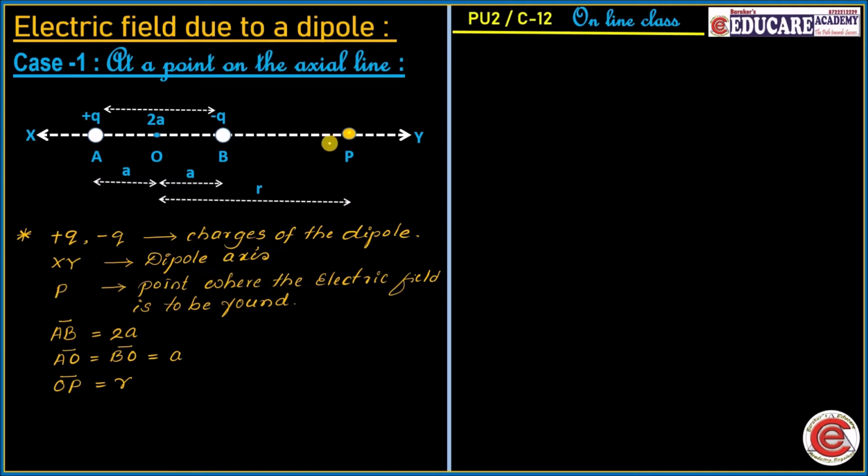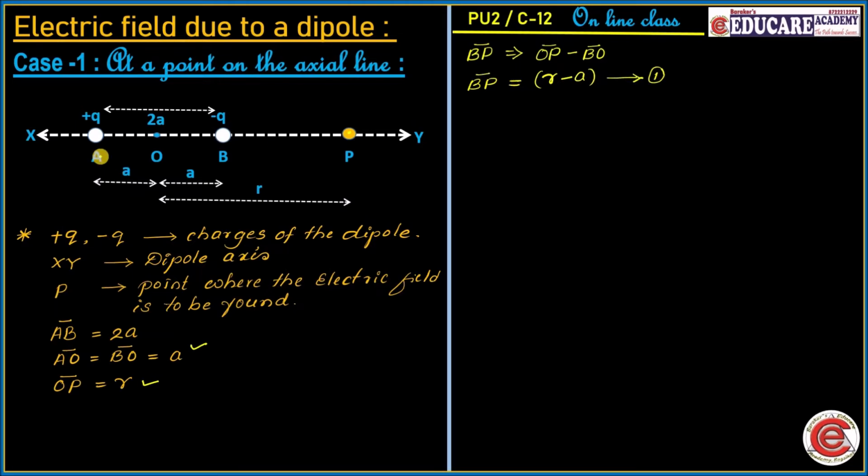For that, let us consider the distance between the charge minus Q and the point P where the electric field has to be found. So that distance BP, between minus Q and the point P, is given by one simple relationship, that is OP minus BO or OB. So here this BP is nothing but R minus A. As OP is R and BO is A, we have substituted those values and found the length BP. Call it 1.